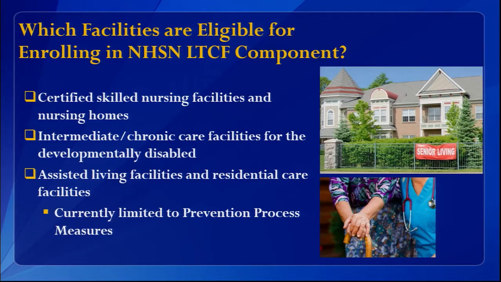Certified skilled nursing facilities, your nursing homes, and your intermediate chronic care facilities for the developmentally disabled have the most options for reporting within NHSN. These facilities can use any of the three modules that I just talked about. If you are with an assisted living facility, we're not going to leave you out. You are able to use the prevention process module.